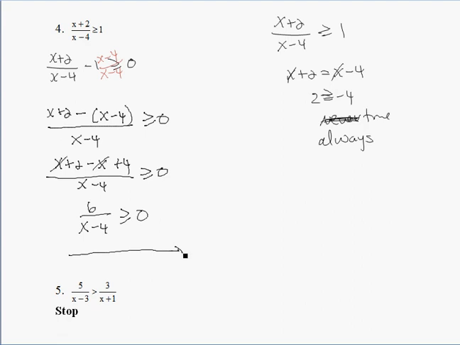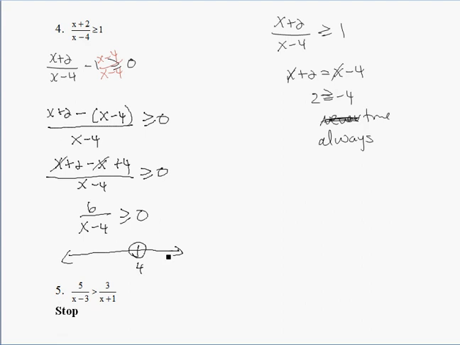It's in fact our only critical number, because what makes the denominator 0? 4. What makes the numerator 0? Nothing. The numerator is always 6, so there's no critical number out of the numerator. 6 is not a critical number. Since it's greater than or equal to, we don't have an open circle, or rather, this is going to be an open circle because your denominator can never equal 0.